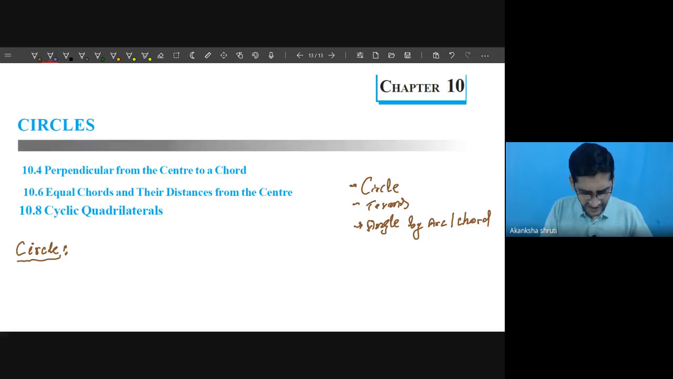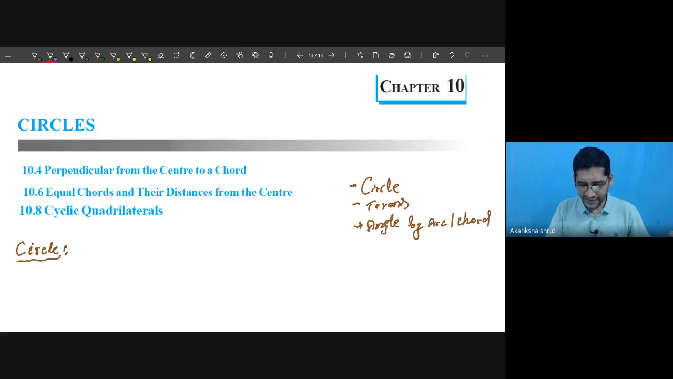Good evening, students. Today we will learn about the new topic of the circle. We will learn about perpendicular drawn from the center to a chord of a circle, how to draw equal chords of a circle. Then we will learn about the cyclic quadrilateral.